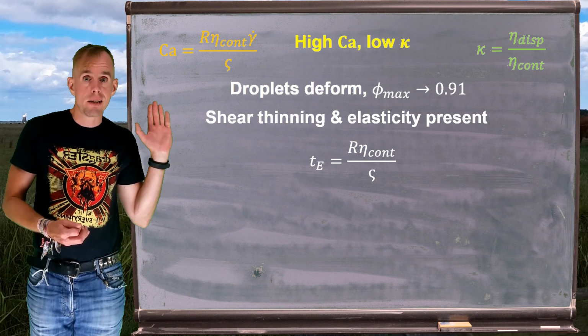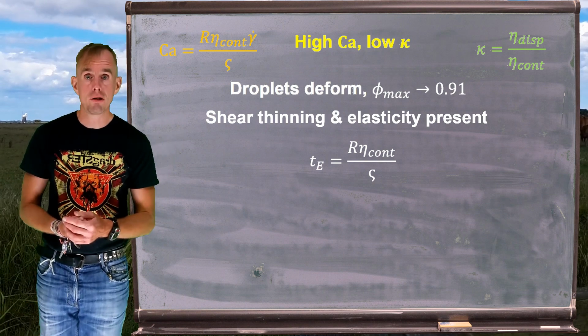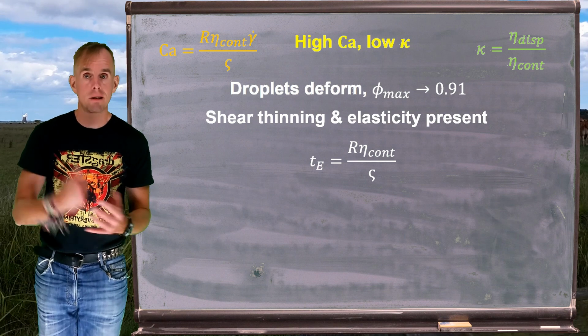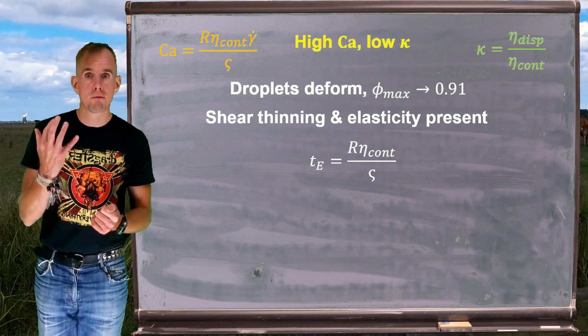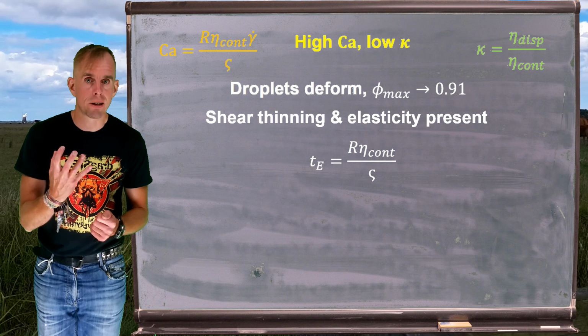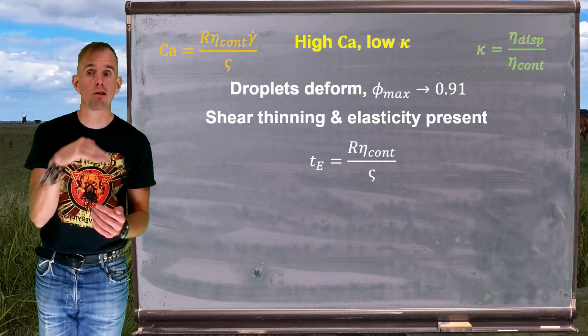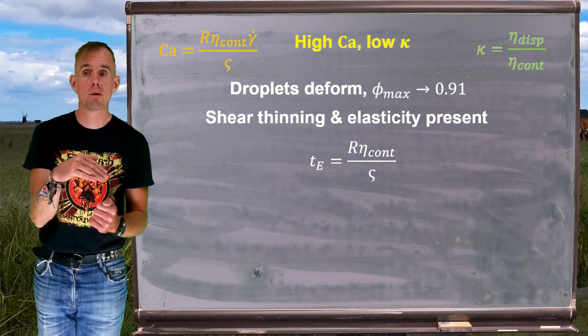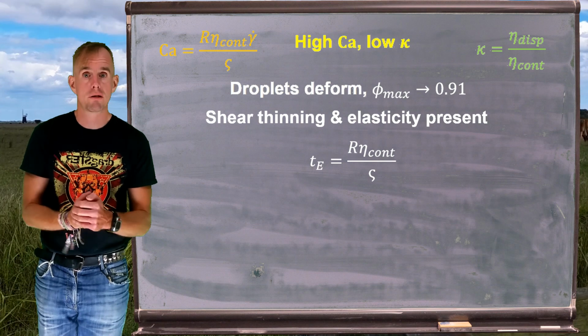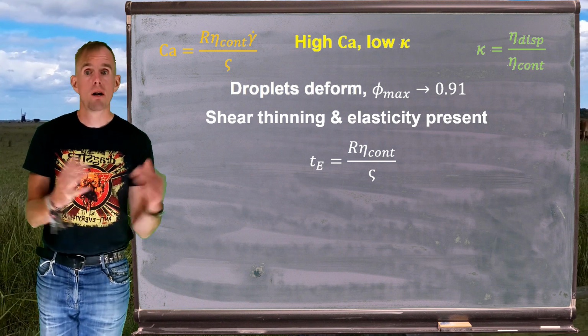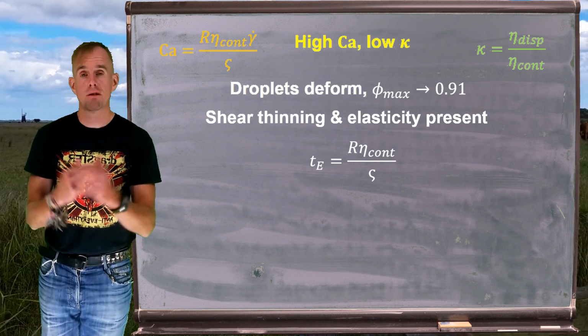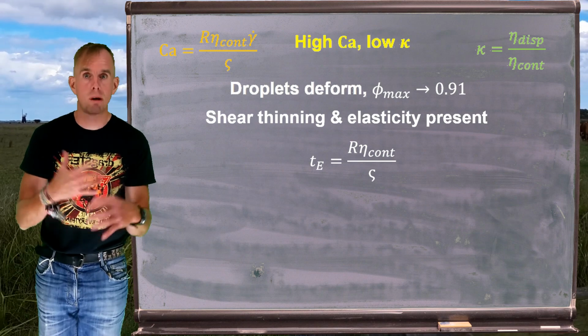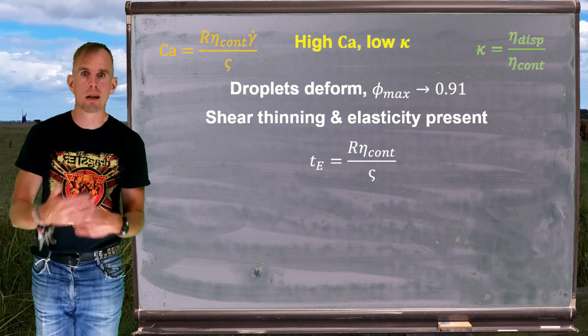Now, there is a characteristic timescale that associates with that elasticity, T subscript E, which goes as the radius of the droplet multiplied by the continuous phase viscosity divided by the surface tension. So we can see for large droplets of high viscosity, we've got fairly long characteristic timescales. So those are the systems where we start to observe more of an elastic response.